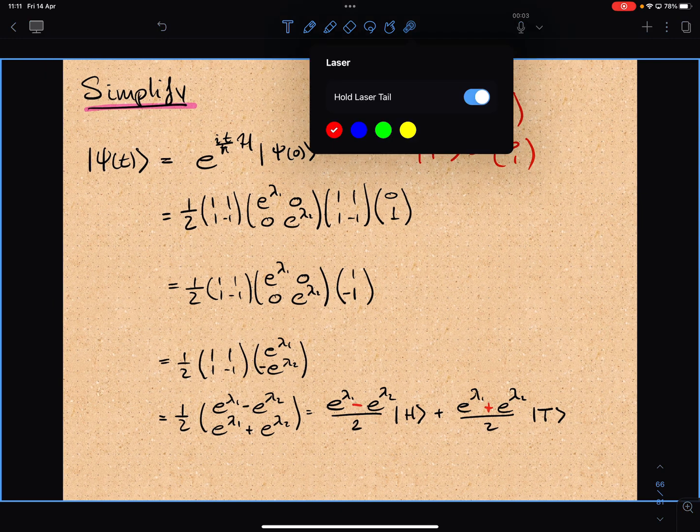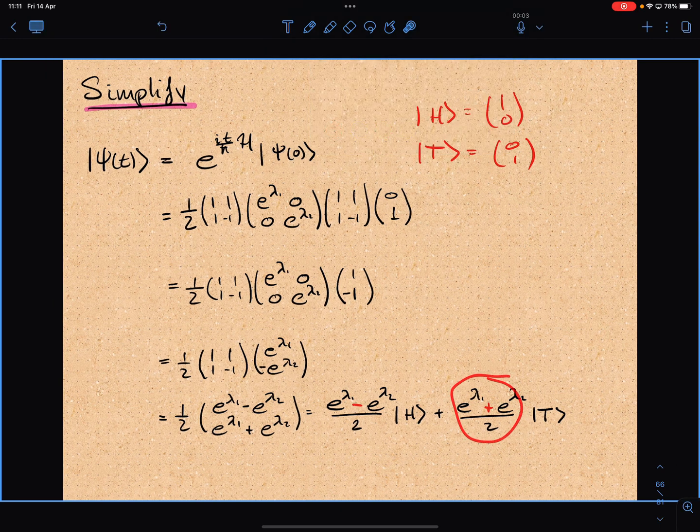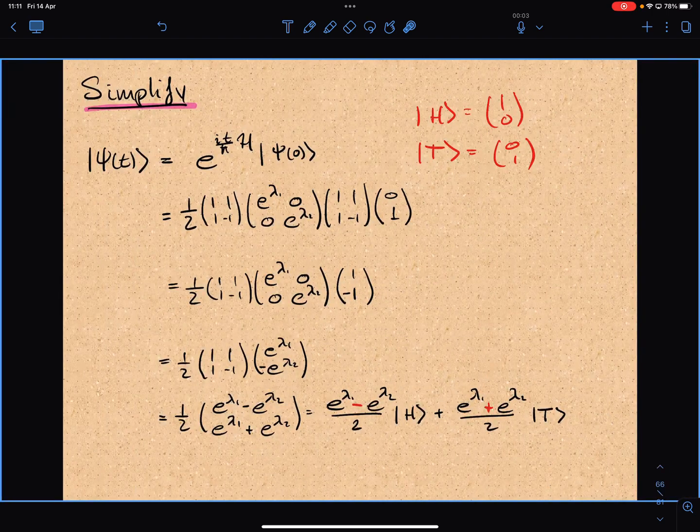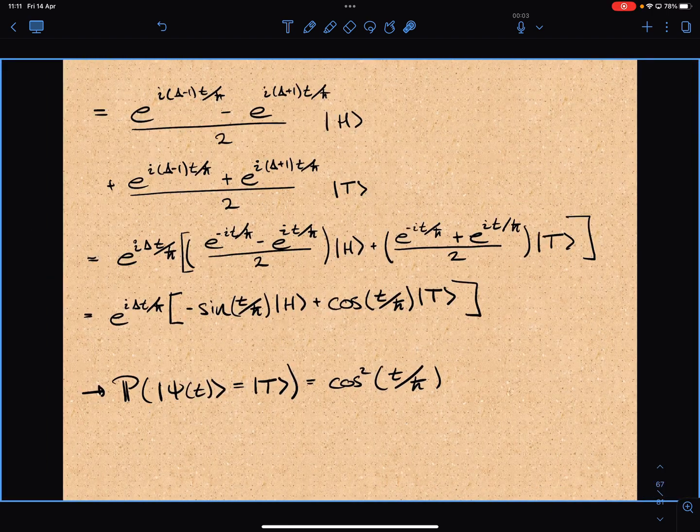I still need to simplify. Part of this simplification: the probability that we are at tails at time t is going to correspond to this coefficient. And we still need to simplify that using the formula that we have for lambda 1, lambda 2. So that's what I do.